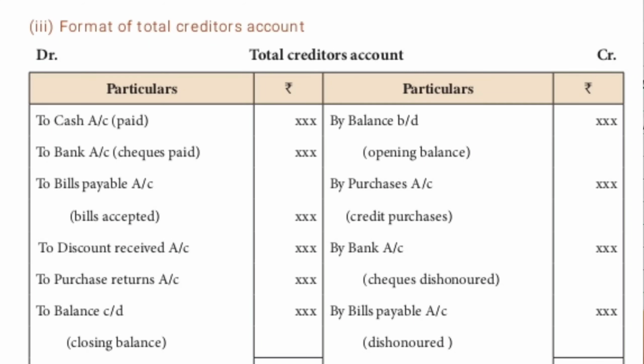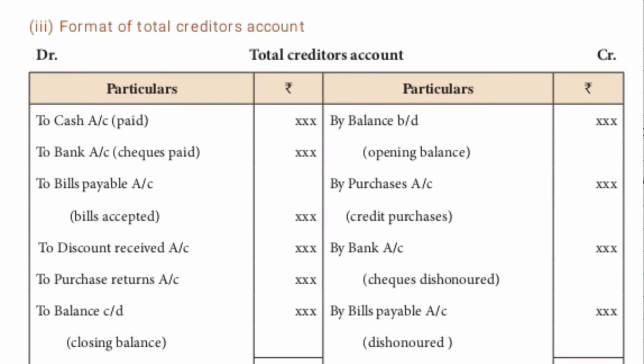So let's glance through the format for the total creditors account. Likewise, we will start with the credit side. The credit side will have the opening balance of the creditors and the answer, that is the credit purchase. Apart from that, any dishonor of check or bill payable will be recorded on the credit side. The rest of the items will be recorded on the debit side, that is if any cash is paid or check is paid, if a bill payable is accepted, and if there is a discount received or a purchase return, and finally the closing balance of the creditors.